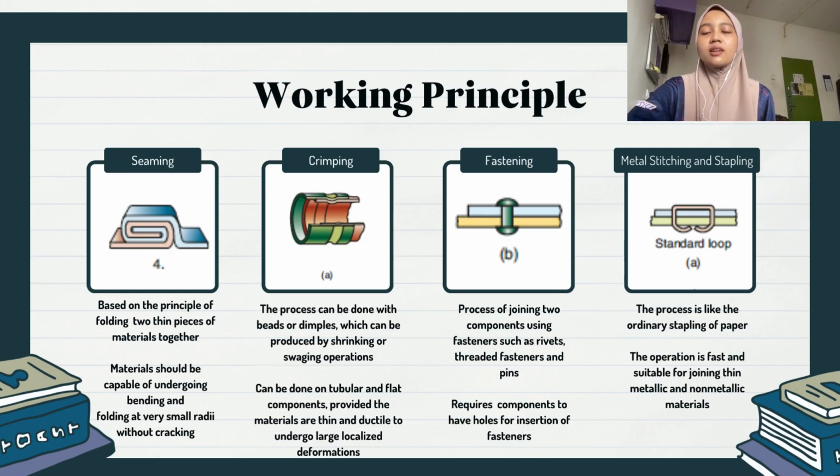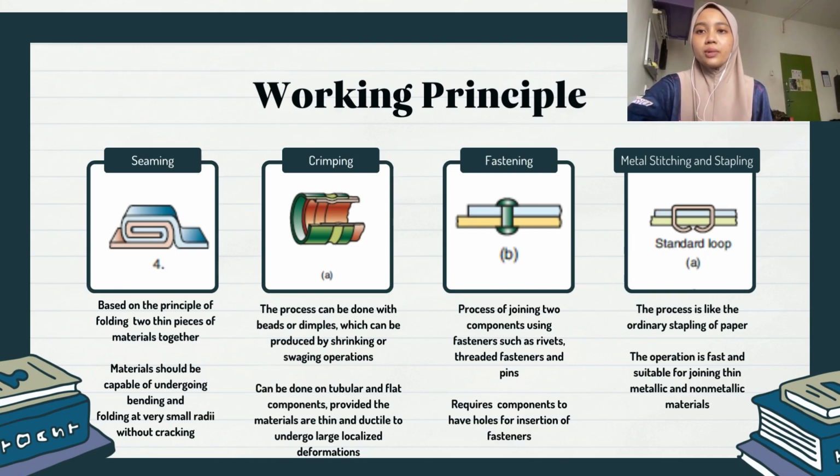So for seaming, it's actually based on the principle of folding two thin pieces of materials together, and the materials for seaming process should be capable of undergoing bending and folding at very small radii without cracking. And crimping is the process that can be done with beads or dimples which can be produced by shrinking or swagging operations. The crimping working principle can be applied on tubular and flat components provided the materials are thin and ductile to undergo large localized deformations.